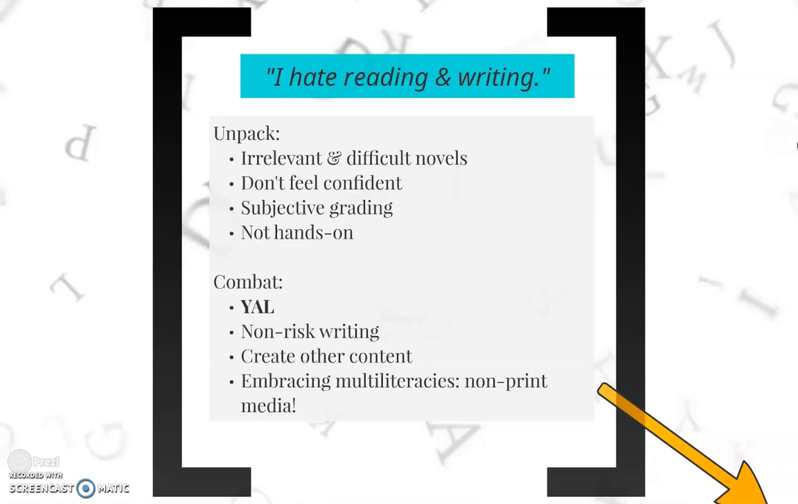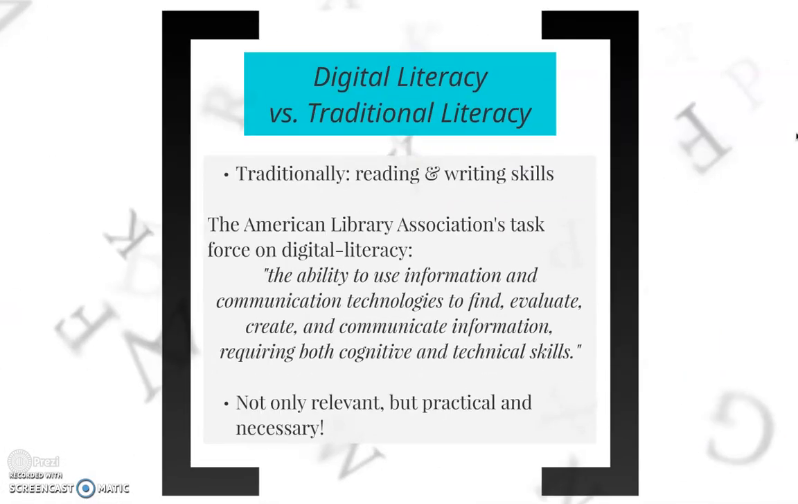So ways to combat this are through, again, young adult literature, which can make things at a more appropriate level, but also non-risk writing, maybe journaling that doesn't have a grade attached to it, or we can be creating other content other than just essays or book reports. We can embrace this idea of multiliteracies and using non-print media in the classroom and as projects. So this is something I'm really excited about and I'm going to talk about next.